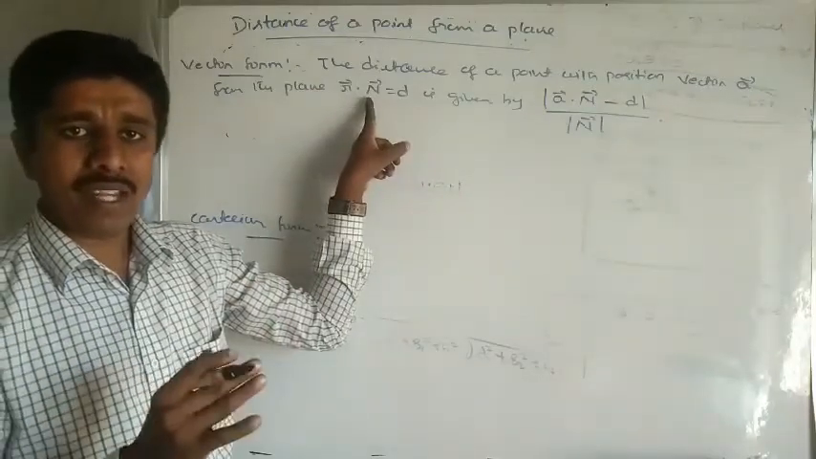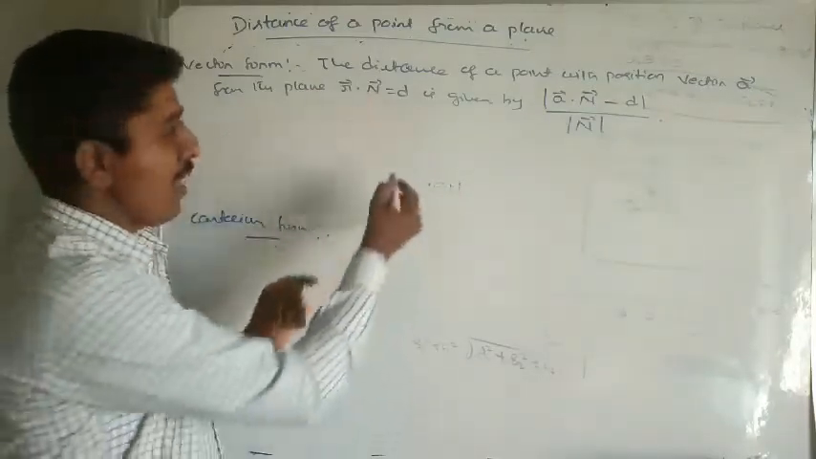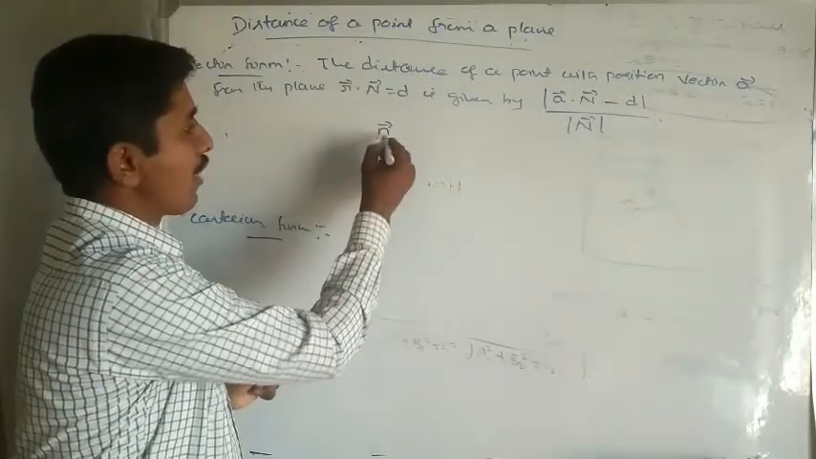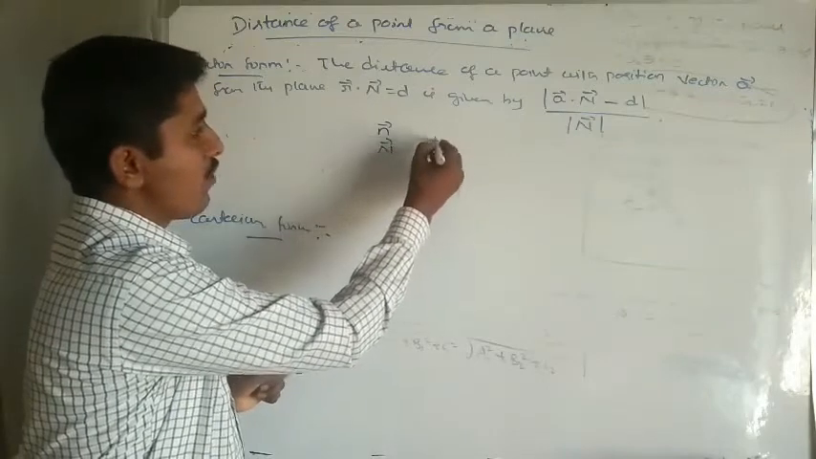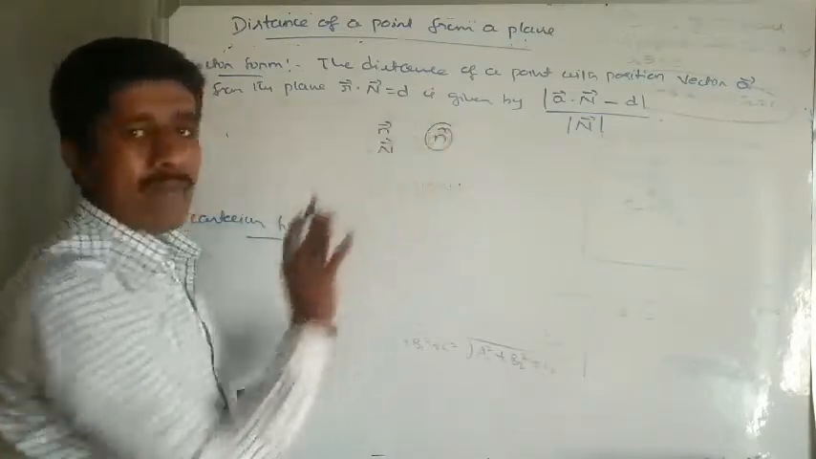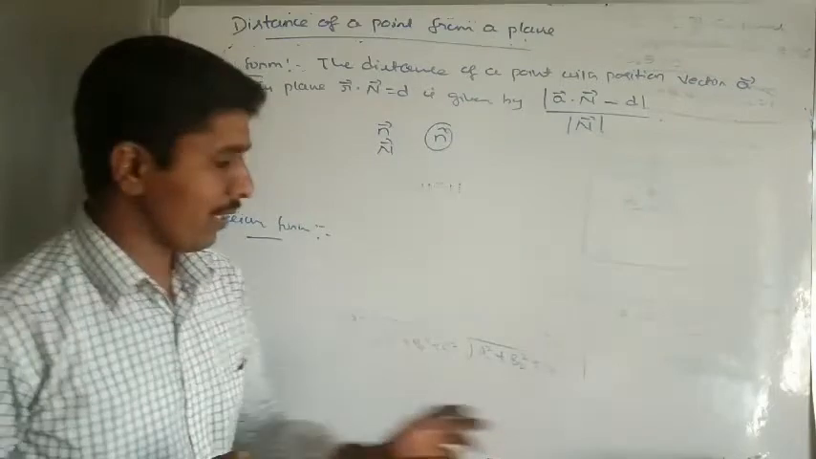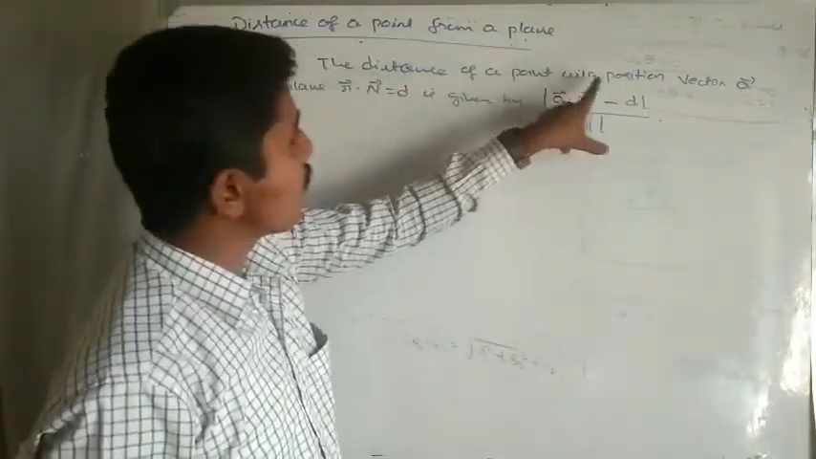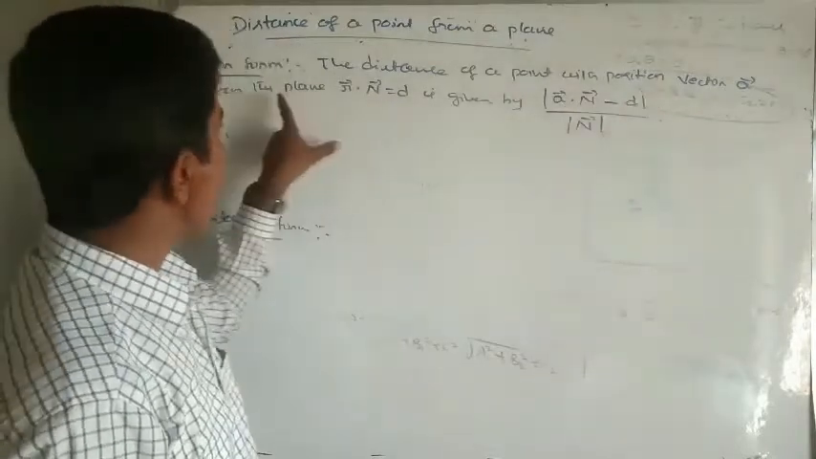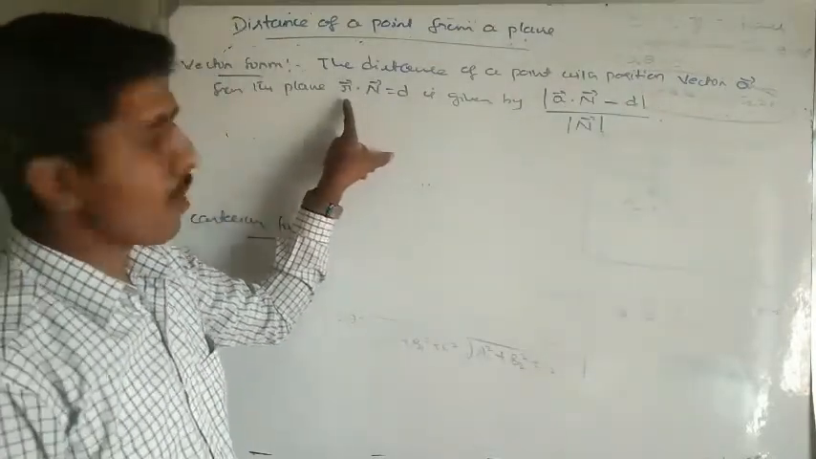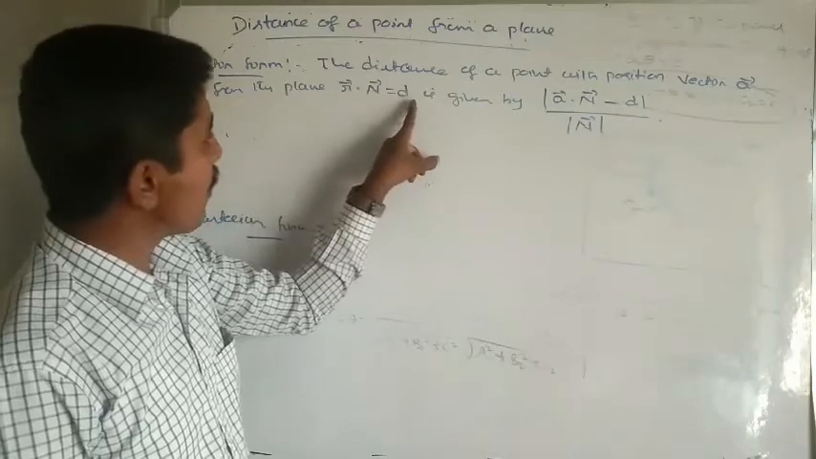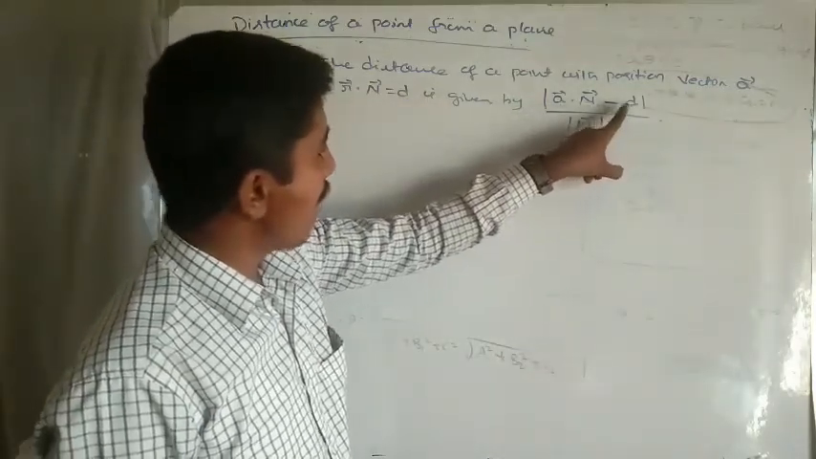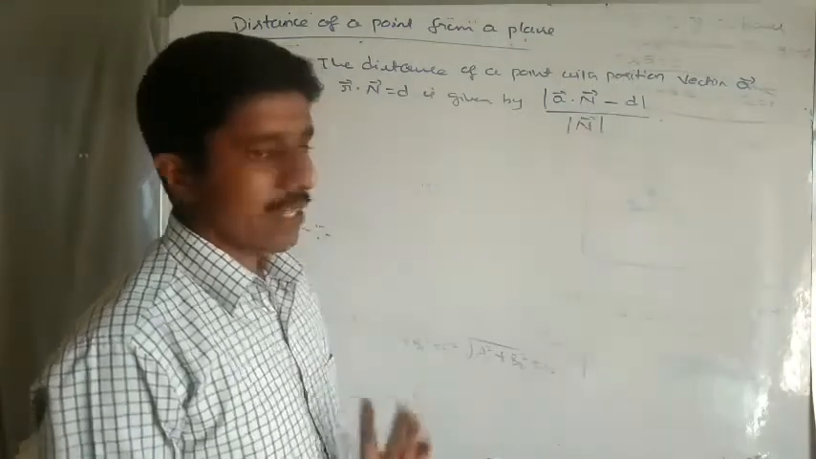This is the normal vector to the plane. Mind it. Don't get confused. You can denote the normal vector by small vector n or capital vector N. Suppose if you take n cap, it means the unit normal vector. The distance of a point with position vector a from the plane vector r dot vector n is equal to d is given by modulus of vector a dot vector n minus d divided by magnitude of vector n.